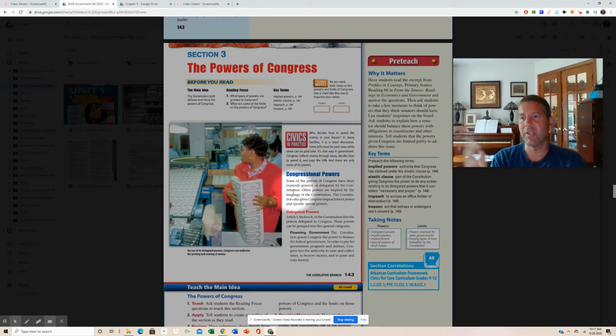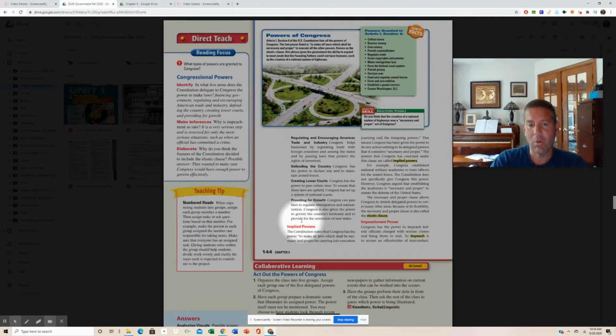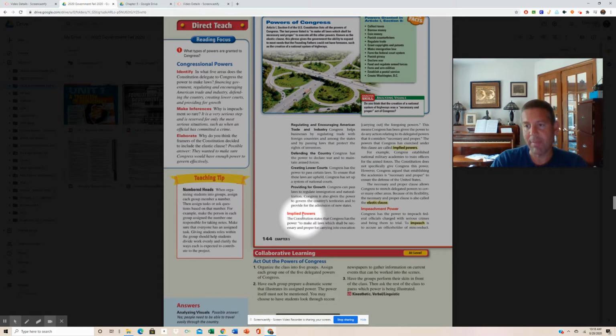What does Congress actually have the power to do? Can the House and the Senate pass any law about anything? How does that work? So, Chapter 5, Section 3 discusses two main kinds of congressional power. Basically, it says anything Congress can do, any bill Congress can pass into a law, is either a delegated power or an implied power.